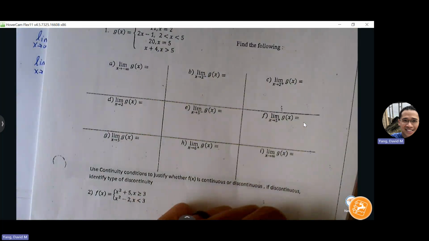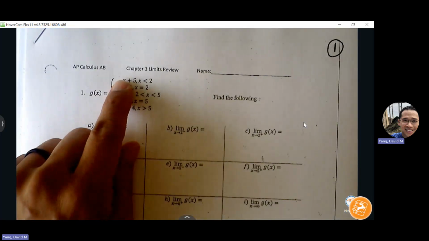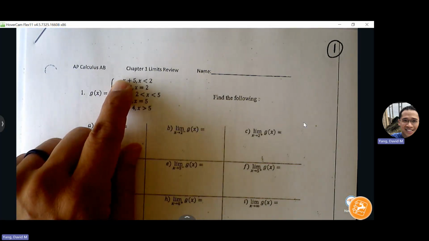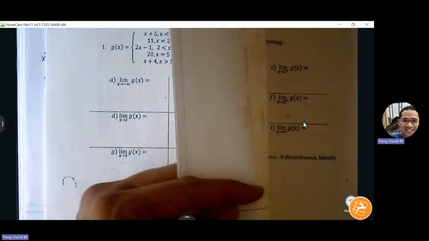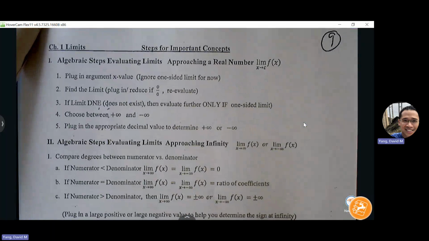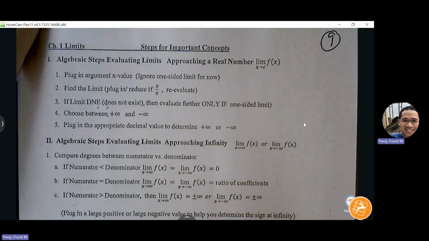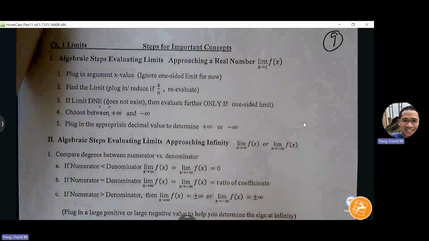There's a couple of reviews in here. We're going to see if we can step through review number 1 today. If we don't finish, it's okay. We can pick that up on Monday. And then on page 5, there's test review worksheet 2. We'll tackle that on Monday and Tuesday. On page 9, these are some important steps for our important concepts. I'm going to spend some time going over that in a second.